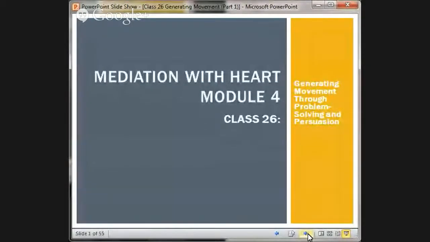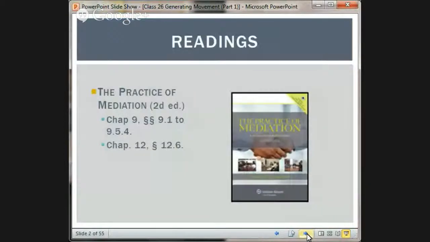The textbook authors will put that in the context of a specific type of persuasion, and we'll get to that later. It certainly is the tool that I use most frequently, but I recognize that these other things are going on. So let me get my PowerPoint so we can talk about this more specifically. Alrighty, here we go. So generating movement through problem solving and persuasion.